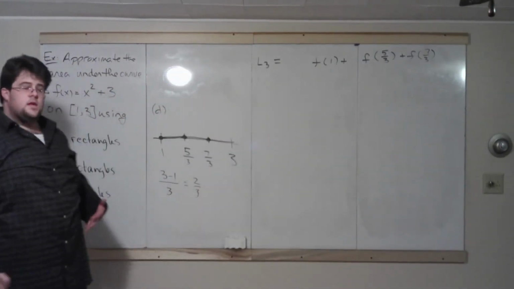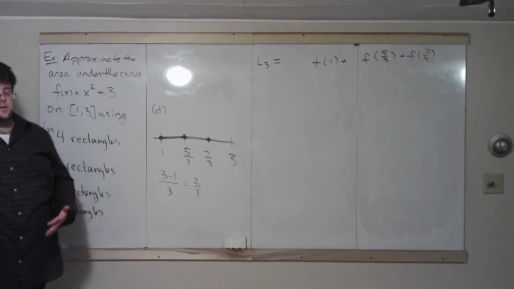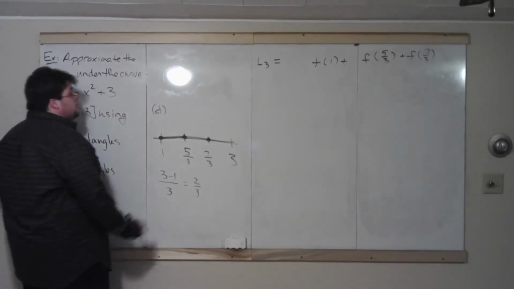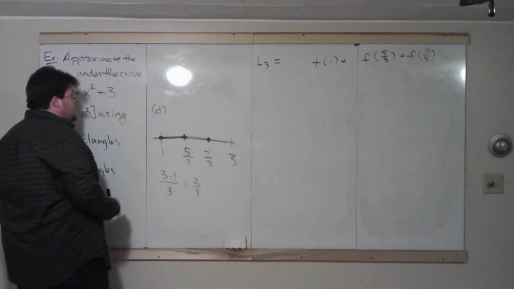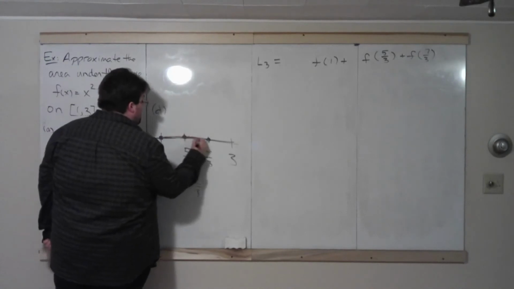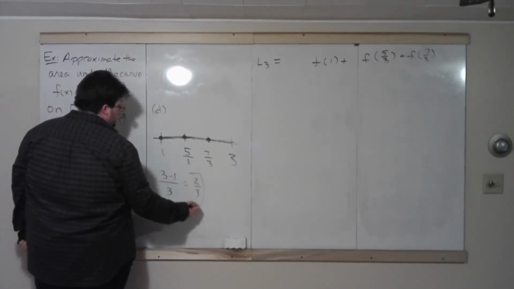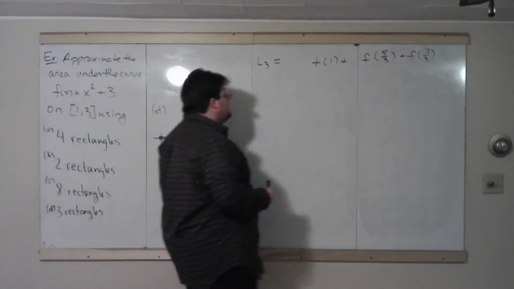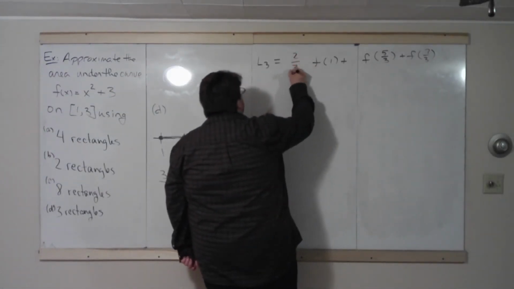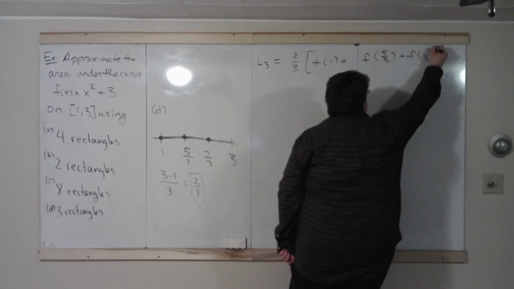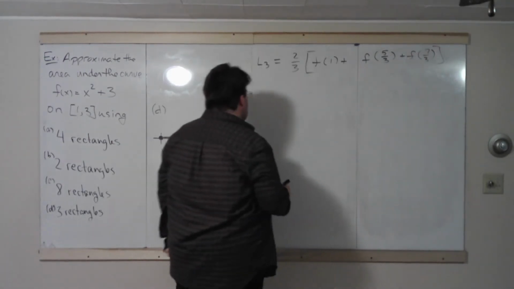But that does not give us our rectangles. Those give us the heights of our rectangles. We still need to multiply them by their bases. And the base here has length 2/3. So we have 2/3 times all of that. Then what does this equal?